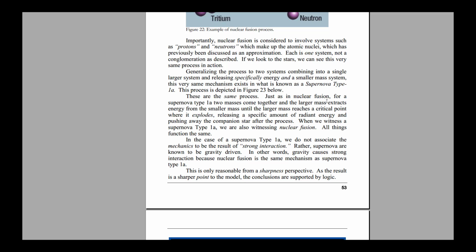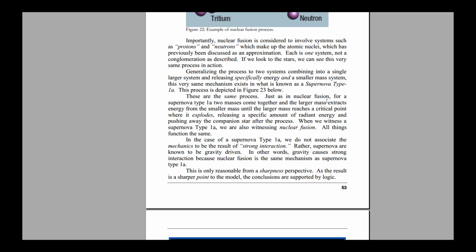For a supernova type 1a, two masses come together and the larger mass extracts energy from the smaller mass until the larger mass reaches a critical point where it supernovas, releasing a specific amount of radiant energy and pushing away the companion star after the process. When we witness a supernova type 1a, we are witnessing also nuclear fusion. All things function the same.